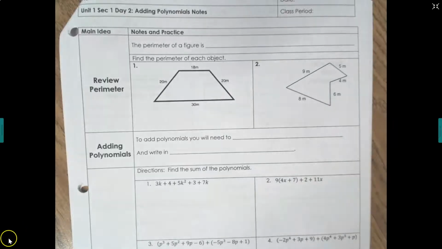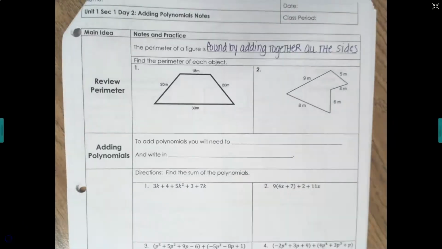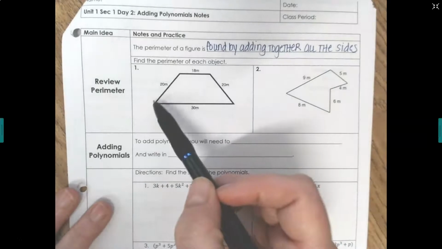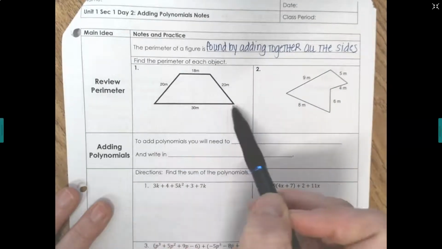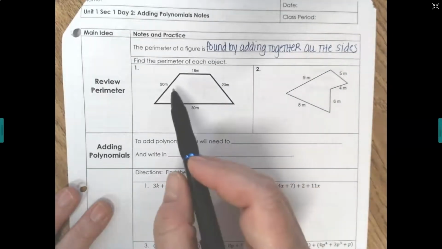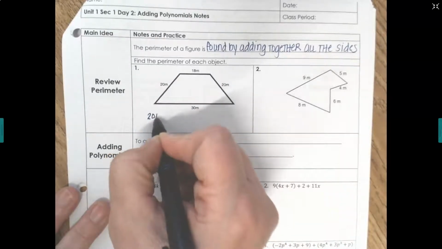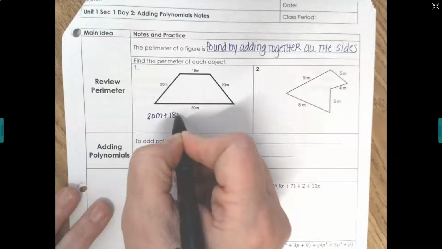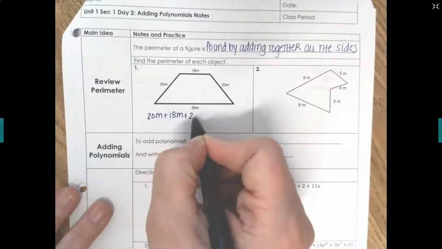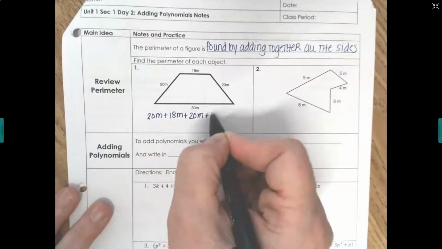Let's remind you, what is perimeter? Perimeter is found by adding together all of the sides. So when we have multiple sides, we're just going to add them together and it will tell us the total distance all the way around. So let's do a quick review here. Notice how all the sides of this figure are labeled. So to find the perimeter, we're going to add them together. So we have 20m plus 18m plus 20m again plus 30m.